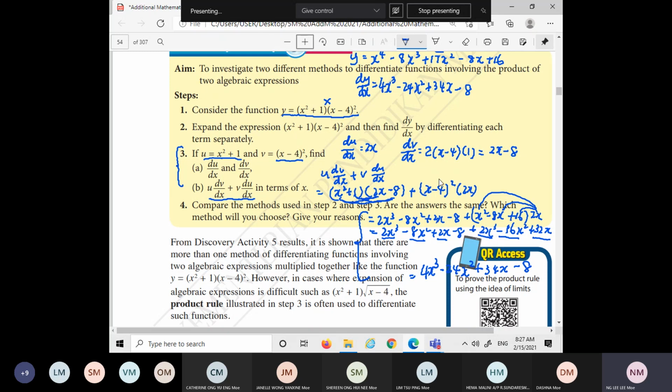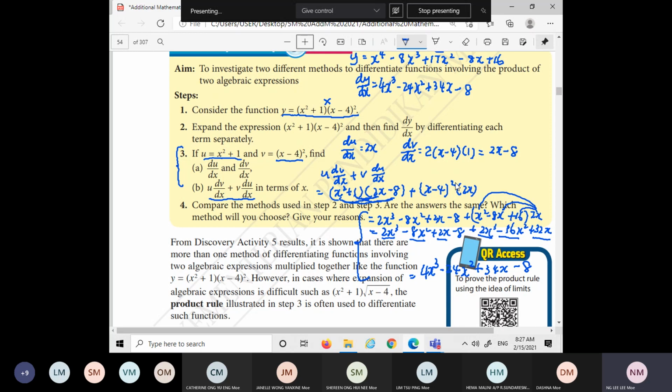I did this because I would like to compare to my first method answer. So after I use the product rule, how should I continue? Here I can't see any terms the same. When you took out the 2 just now, you have x minus 4. Then you can now factor out the x minus 4. So here, this part.